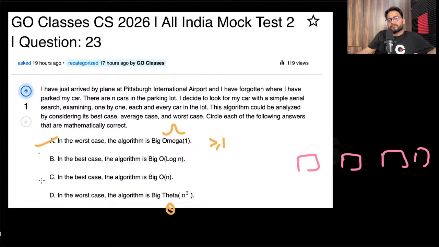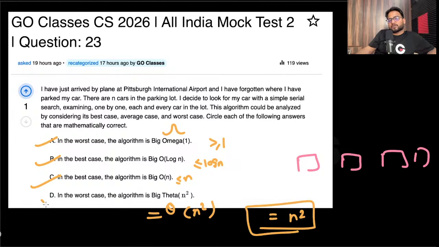In the worst case, you will be taking greater than or equal to 1. Yes, that's true. In the best case, you will be taking less than or equal to log n. Yes, actually you will be taking 1 only, so that's true. In the best case, less than or equal to n. Yes, this is true. In the worst case, exactly equal to n square? Theta of n square means exactly equal to n square, obviously not worrying about the constant. So in the worst case, will you be taking exactly n square? No, this is wrong.